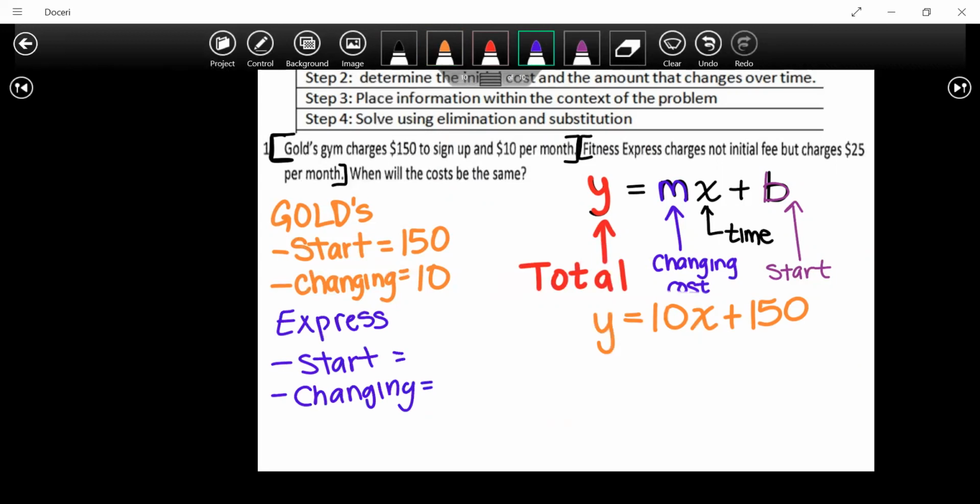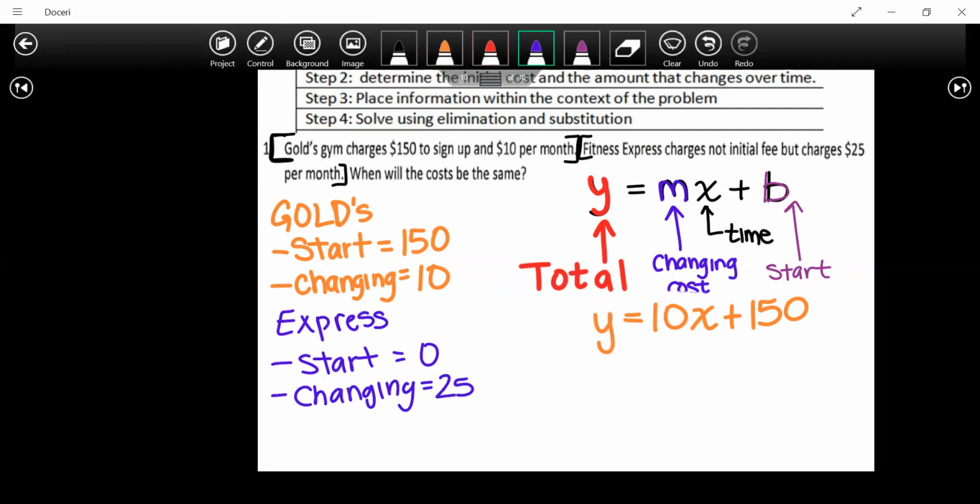What's the start cost on Fitness Express? Nothing. The initial cost is 0. It doesn't cost anything to start up. That's where they get you. They do it all over the place at Fitness 19. No money down, but you'll pay $50 a month. What? You're crazy. If you do it cheaper, 24. Changing cost, so how much does it change per month? Do they charge you per month? 25.